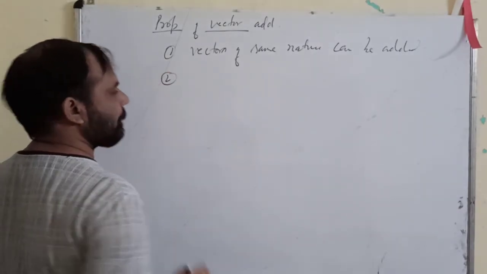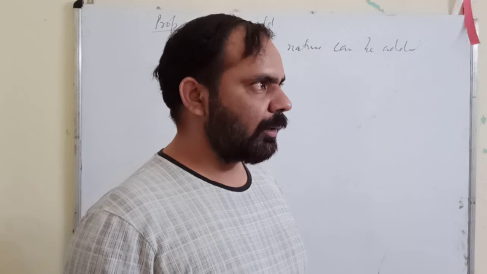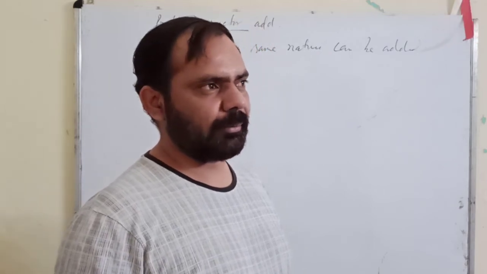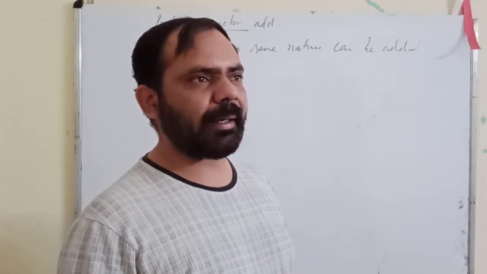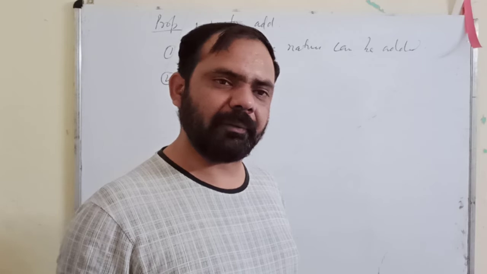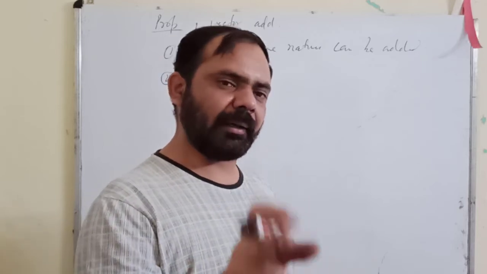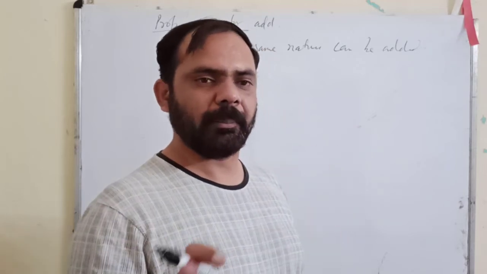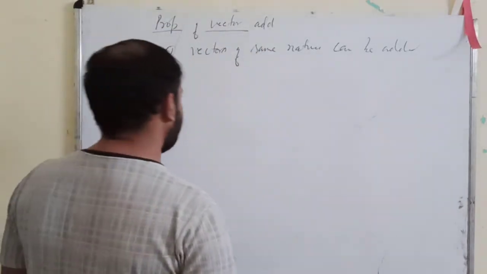Excuse me, sir. Sir, what about velocity and speed? Speed is not a vector, beta. Speed is a scalar quantity. A scalar cannot be added to a vector. They are totally different. A vector can only be multiplied by a scalar. Addition and subtraction are not possible between a scalar and a vector. Only multiplication is possible.